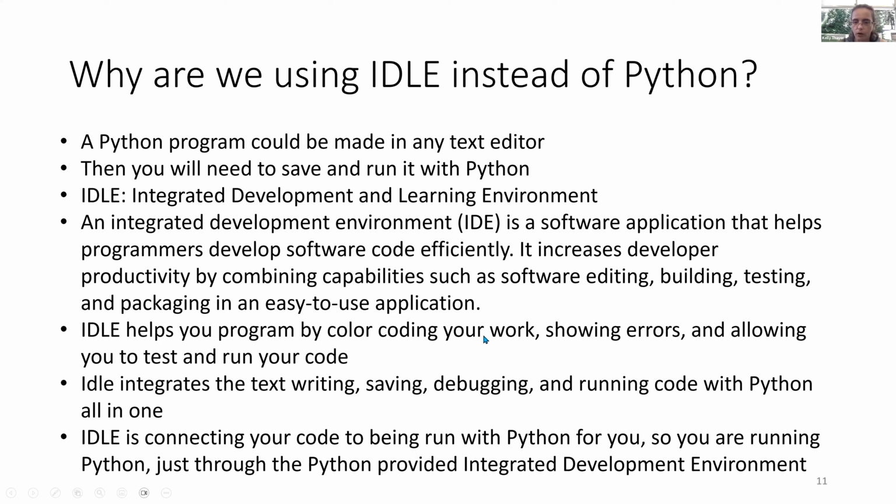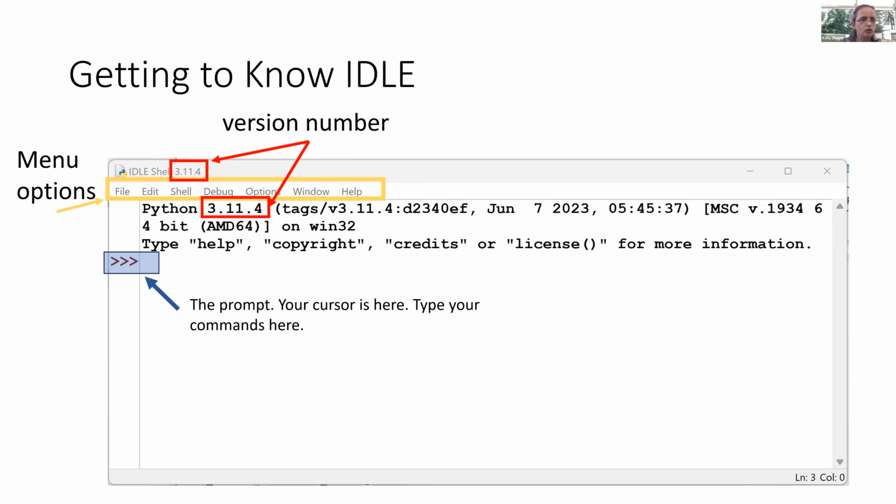IDLE helps you program by color coding your work, showing errors, and allowing you to test and run your code. IDLE integrates the text writing, saving, debugging, and running with Python all in one place. IDLE is connecting your code being run with Python for you. It's basically just going from the actual Python over into the execution of it. And so that is why we are launching IDLE and not Python directly. IDLE will be, in fact, using Python. And that is why we search for IDLE, and we're not, for example, trying to search for Python on our computers. So just a little tour of IDLE.